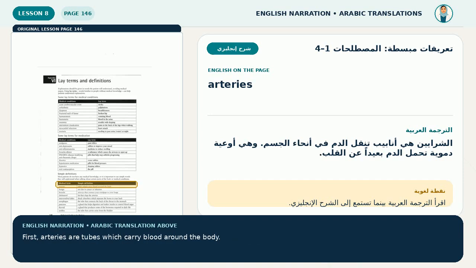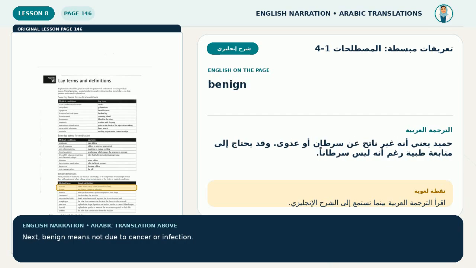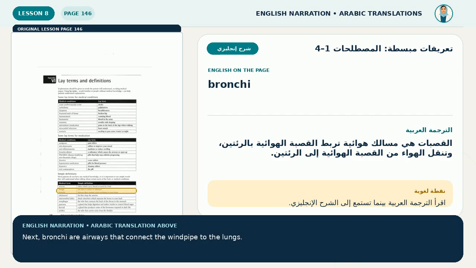First, arteries are tubes which carry blood around the body. In simple language, arteries are blood vessels that take blood away from the heart. They carry oxygen-rich blood to many parts of the body. Next, benign means not due to cancer or infection. When a doctor says that a growth is benign, it is not cancer, although it may still need medical attention or follow-up. Next, bronchi are airways that connect the windpipe to the lungs.